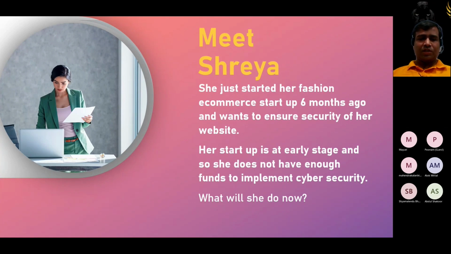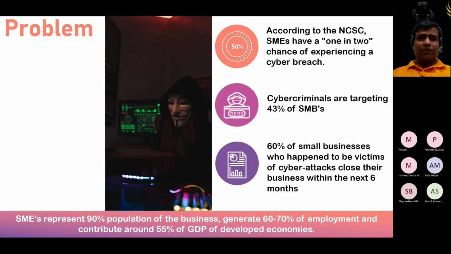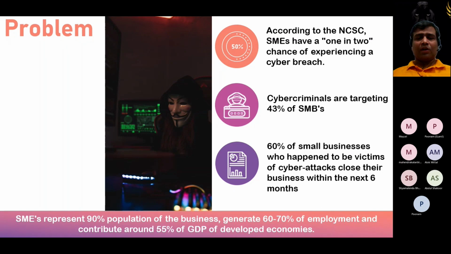Such early stage organizations or small and medium enterprises are facing a lot of issues while implementing cybersecurity standards. According to NCSC, small and medium enterprises are facing a lot of cyber breaches. Like 1 out of 2 are actually experiencing different cyber attacks. 43% of small and medium businesses are on the target of cyber criminals. They are always on the radar of cyber criminals. 60% of small businesses which undergo a cyber attack shut down their business within 6 months.